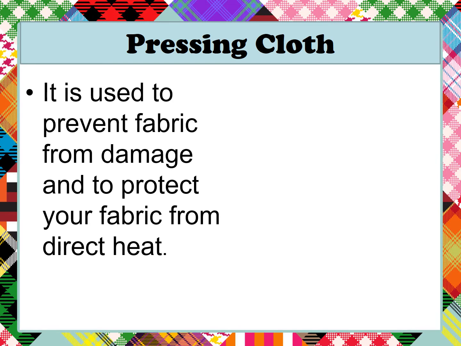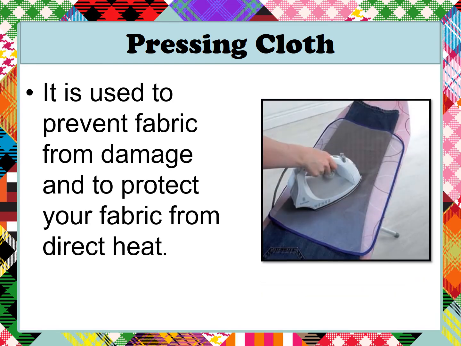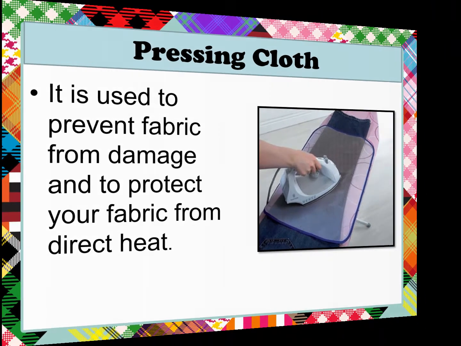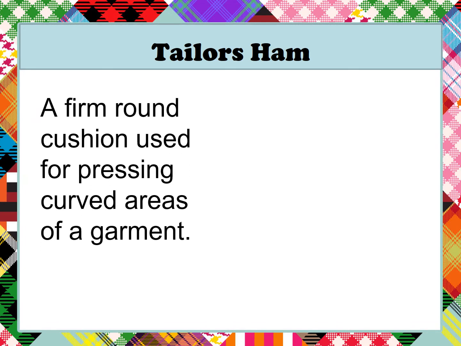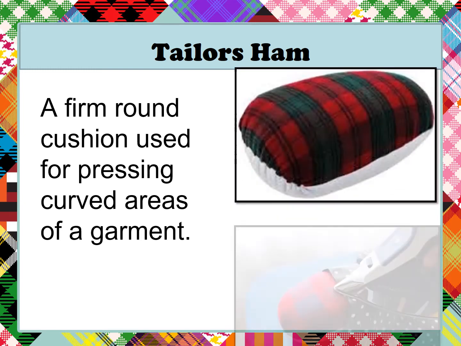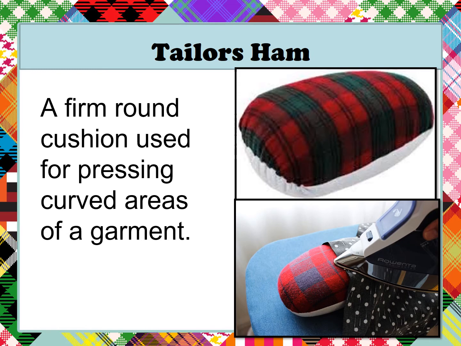Now let us look at pressing cloth. It is used to prevent fabric from damage and to protect your fabric from direct heat, which is from the iron. Let's look at tailor's ham. Tailor's ham is a firm round cushion used for pressing curved areas of a garment. Those areas are like the collars or the shoulders or the tips. Anywhere you have points, this is good.